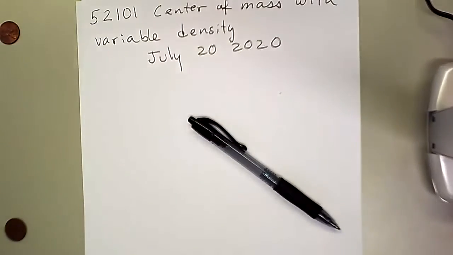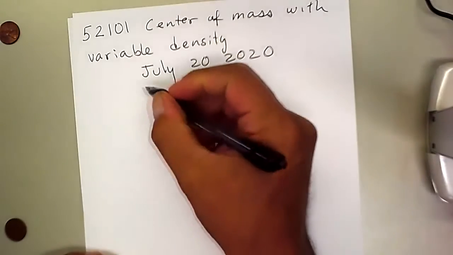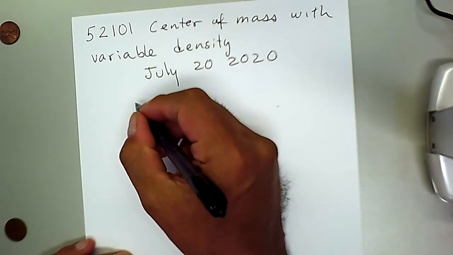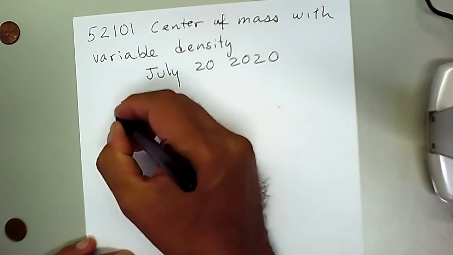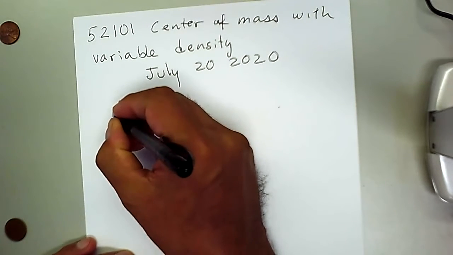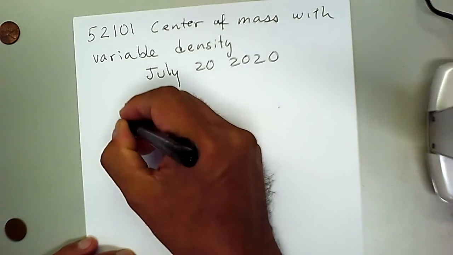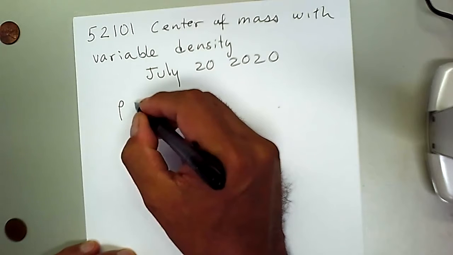Center of mass is the next topic. We will work with a two variable function, which we're going to denote with the lowercase Greek letter rho. So this is rho. It looks like a P, but it isn't a P.